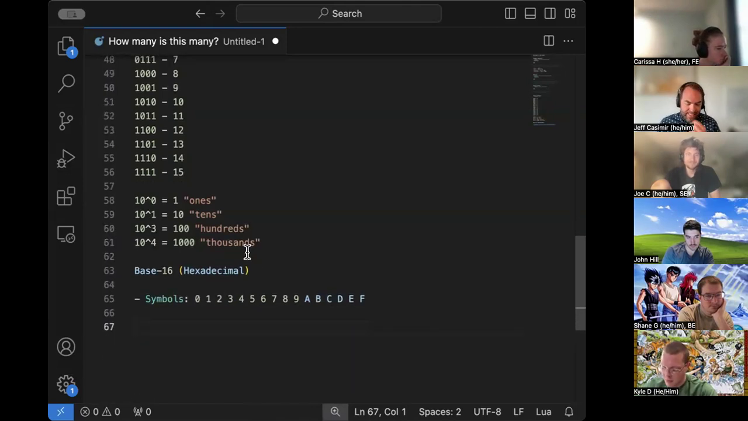So, how does hex counting go? We start with 0. We go 0, 1, 2, 3, 4, 5, 6, 7, 8, 9. From 9, we're not out of symbols. So we go up to A, B, C, D, E, F. Now we're out of symbols and we go to 1, 0.